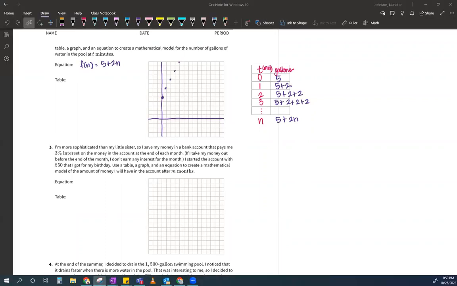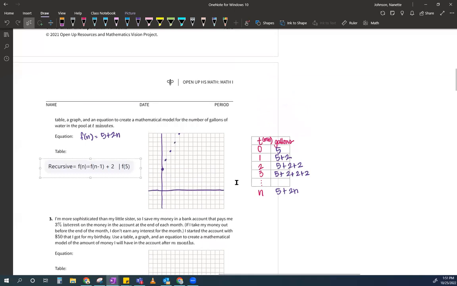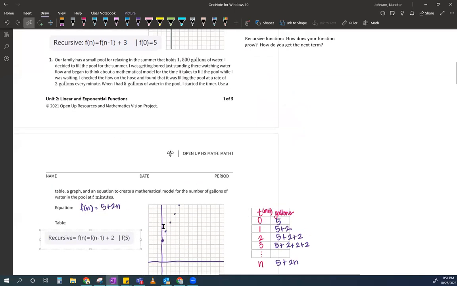What do you guys think? Yes or no? Okay, you guys have to ask yourself the question. Does this point in between, does that point make sense? Does the point 1.5 comma 8, 1.5 comma 8? Does that make sense in this context? Does the point 1.5 minutes and 8 gallons of water, does that make sense?